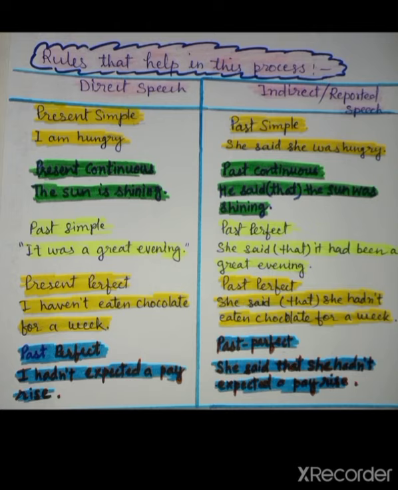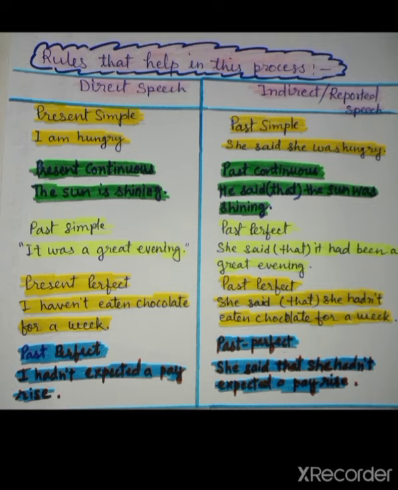Simply. Okay. Present continuous goes to past continuous. The sun is shining becomes he said the sun was shining. Notice that the word "that" in brackets means that it is optional. You can say he said that the sun was shining or he said the sun was shining. Past simple becomes past perfect. It was a great evening becomes she said it had been a great evening.